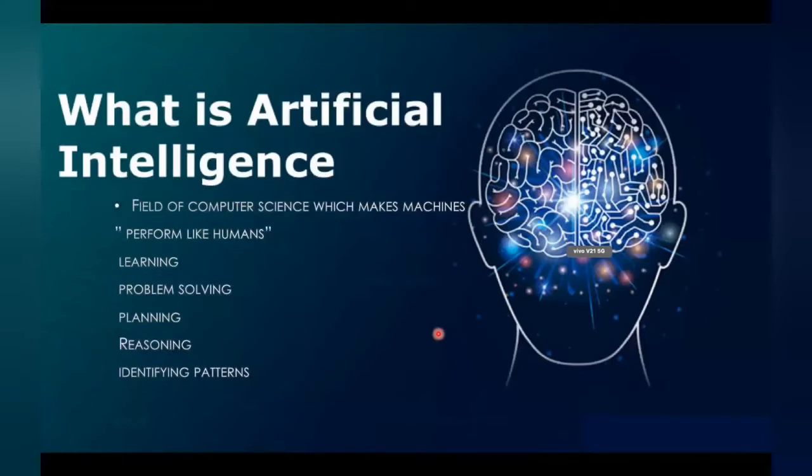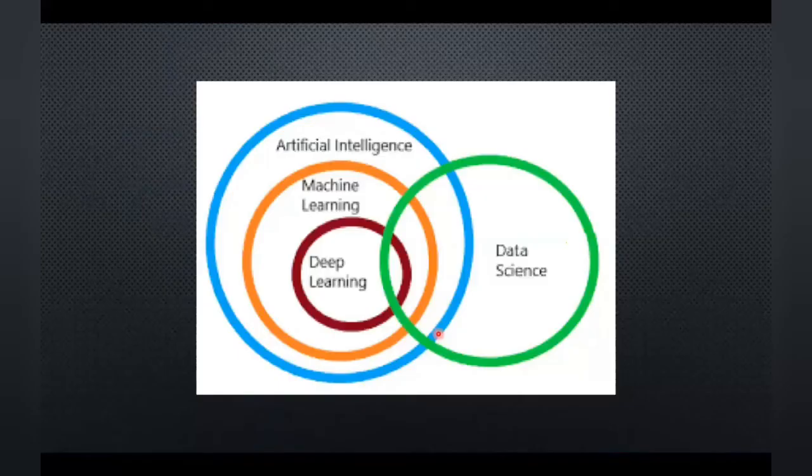So what is artificial intelligence? Artificial intelligence, in a very casual definition, is a field of computer science which makes machines perform like humans. Like what? It can perform learning, problem solving, planning, reasoning, and identifying patterns and predicting the results. So that is what artificial intelligence is.